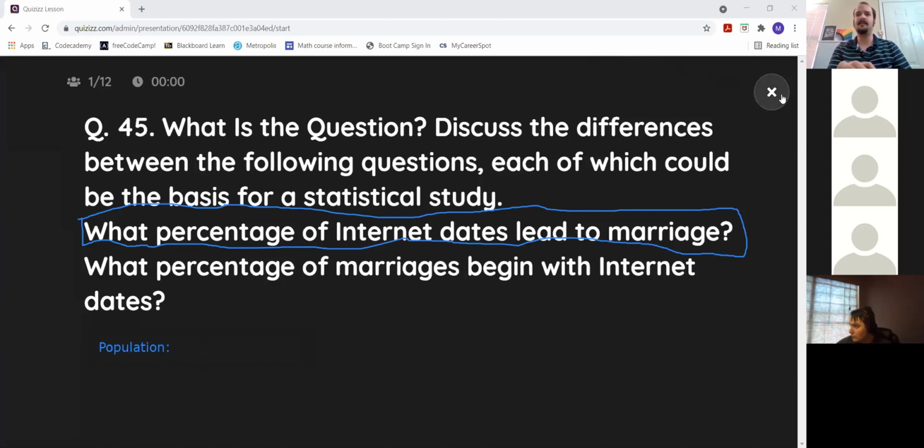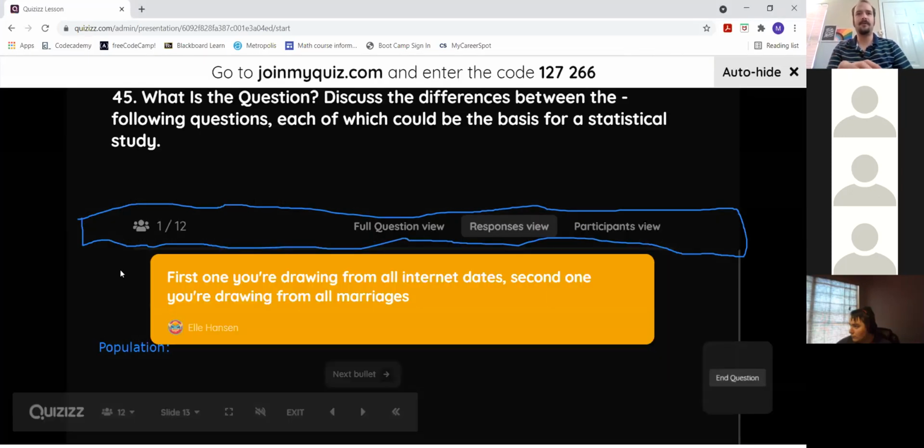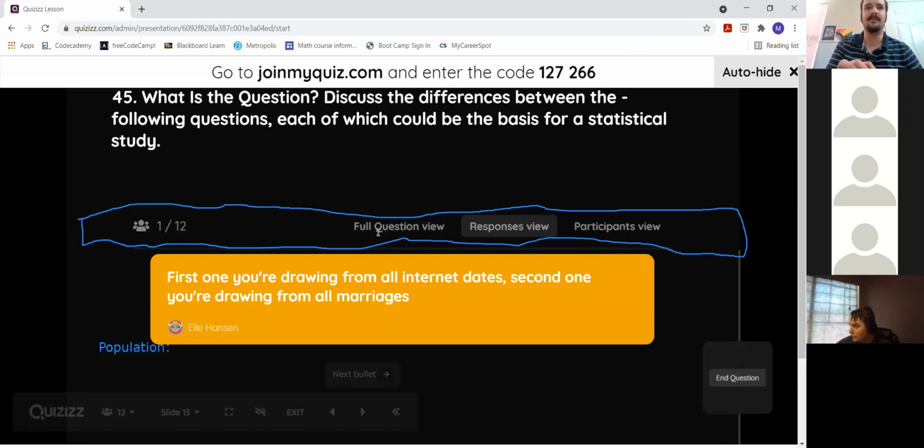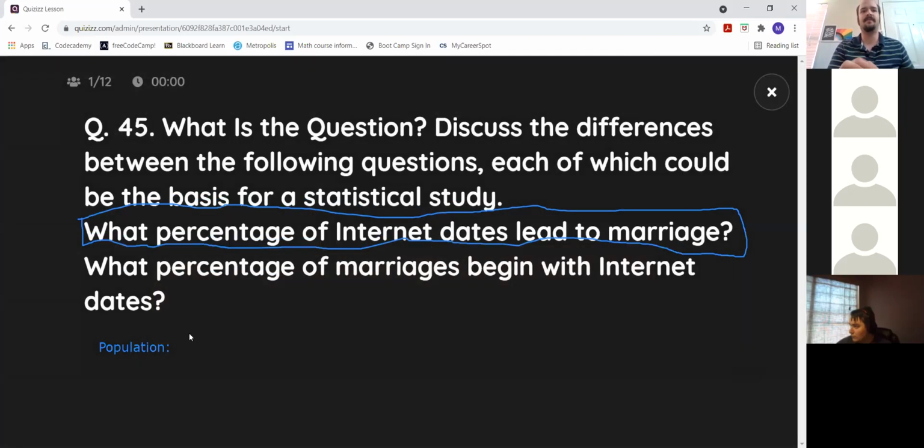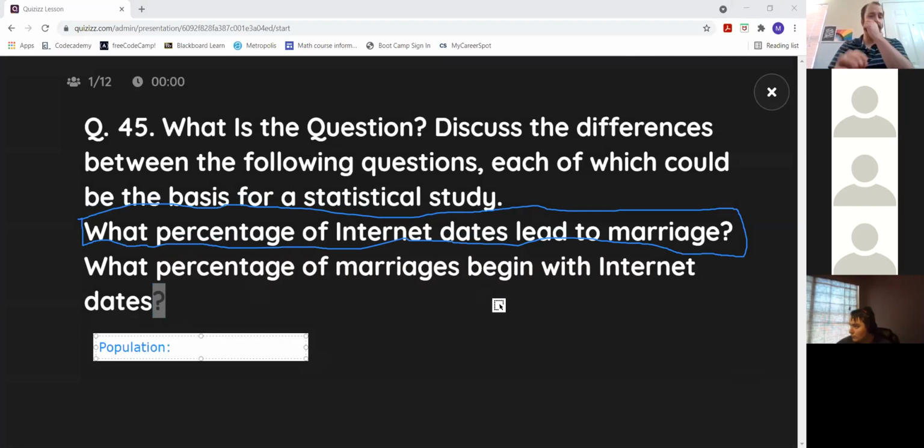Is that a weird thing to ask? You're drawing from all internet dates on the first one. Is that what you're saying? What percentage of internet dates? Yes. So I'm going to go with all internet dates. Population here on my first one, this blue one, I'll color code it. I'm going to go all internet dates.